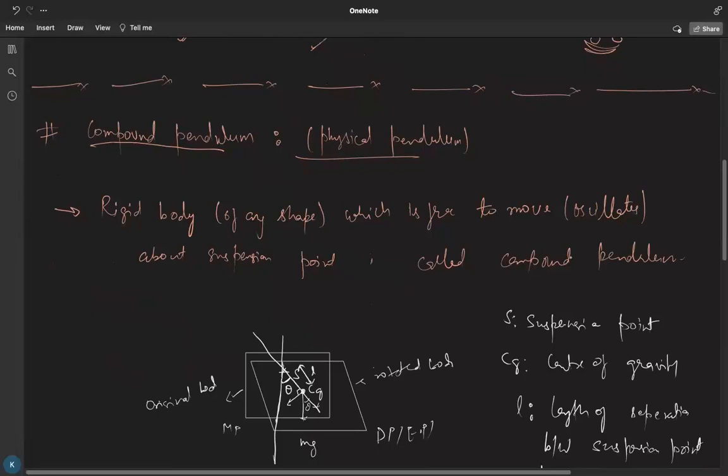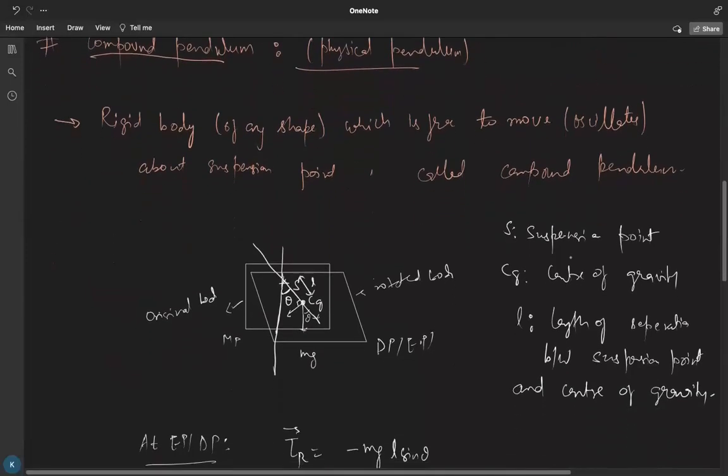So what is our motive here? Our motive is to calculate the time period of the compound pendulum, right? What I'm considering here is a piece of paper, or a square plate, anything, and I rotate it and give it an angular displacement theta with respect to the mean position, right? Then I use the force method to calculate the time period.